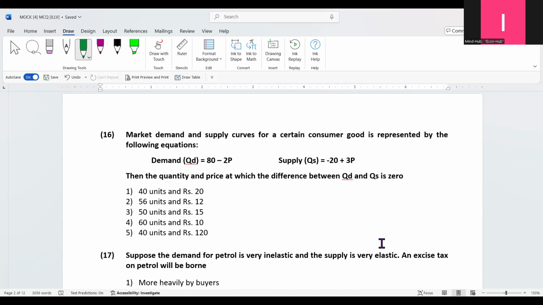Then the quantity and price at which the difference between QD and QS is 0. Difference between QD and QS means, right? QS is 0 means there is no excess demand. That is, excess demand is 0. Excess supply is 0. So basically we are looking for what is the equilibrium price, what is the equilibrium quantity. That is what I'm asking.